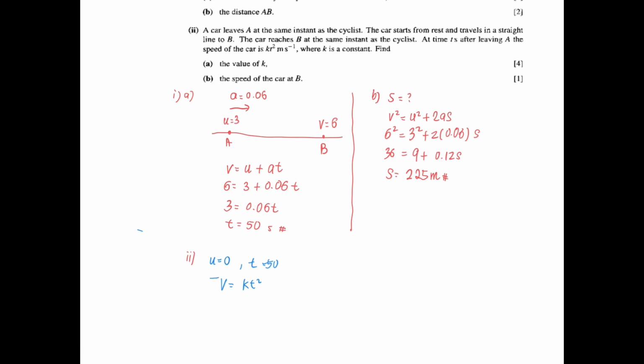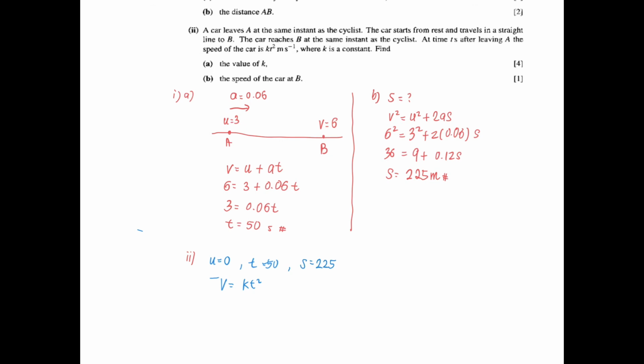Okay, so in order to find k, what we can do is, as you can see, the car moves from here to here as well, and the distance moved, or the displacement, is 225 also. So this 225 can be used by the car as well. So I just bring it forward. S is also 225 because it's the distance between A and B.